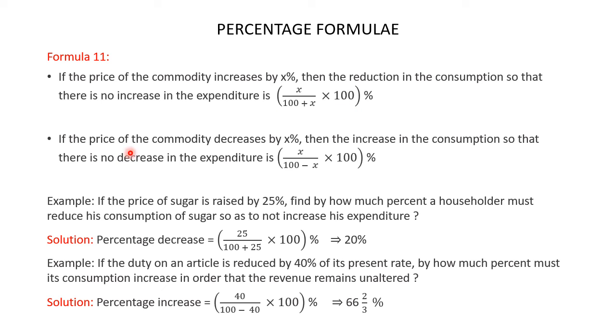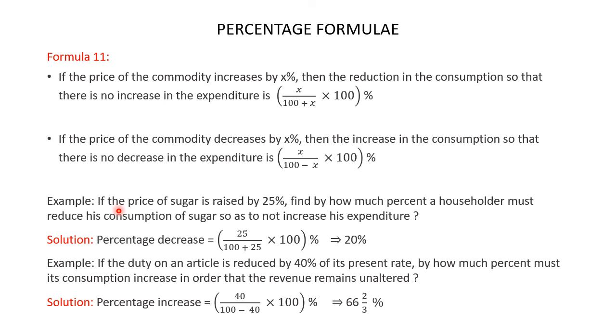If the price of the commodity decreases by X%, then the increase in the consumption so that there is no decrease in the expenditure can be calculated by using the formula X divided by 100 minus X multiplied by 100%. So if the price of the commodity decreases, then there has to be an increase in the consumption so that the expenditure remains constant. And the percentage increase in consumption is calculated using this formula. Let's understand this with some examples.